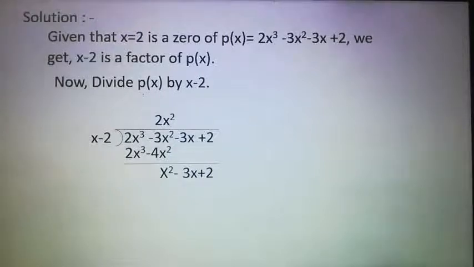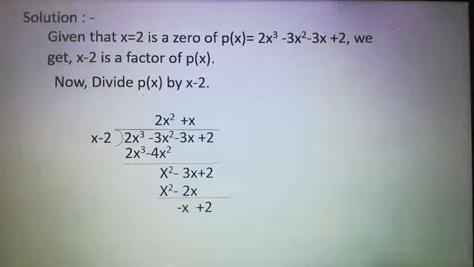Then again divide the first term by the first term of the divisor, because the degree of this is more than the degree of the divisor. So x square by x is x. x into x is x square, minus 2 into x is 2x. Again subtract. You get x square minus x square is 0. Negative 3x minus negative 2x is negative 3x plus 2x, that is negative x. Write down plus 2.